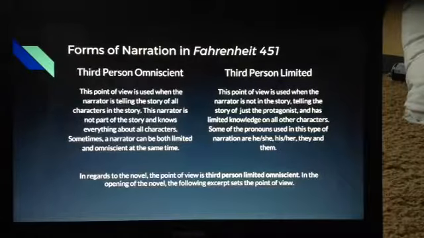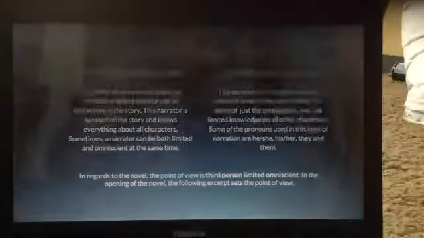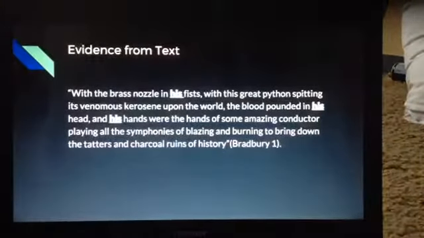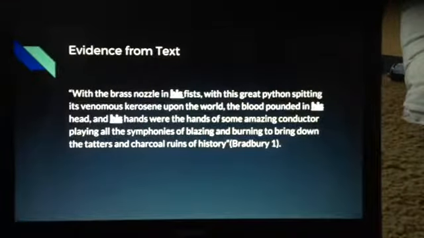In regards to the novel, the point of view is third-person limited omniscient. In the opening of the novel, the following excerpt sets the point of view. And here is that excerpt.